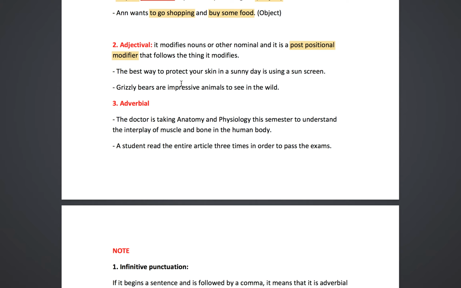The best way to protect your skin in a sunny day is using a sunscreen. The best way is the subject of a sentence, and to protect is a postpositional modifier that comes after the subject of a sentence, and it modifies the subject, which could be an adjective. To protect your skin is a phrase that we have, an infinitive phrase, to protect your skin. Cool.